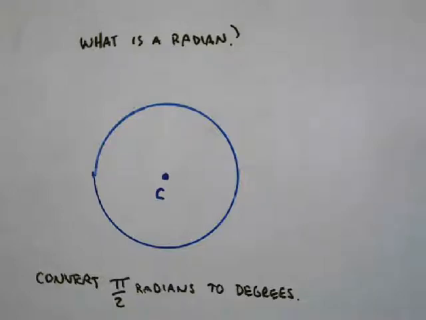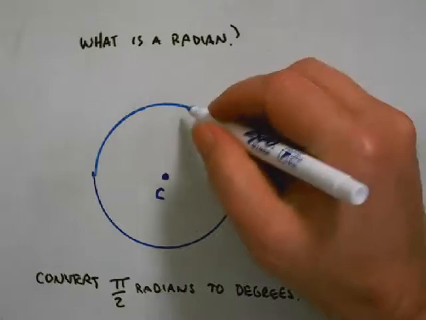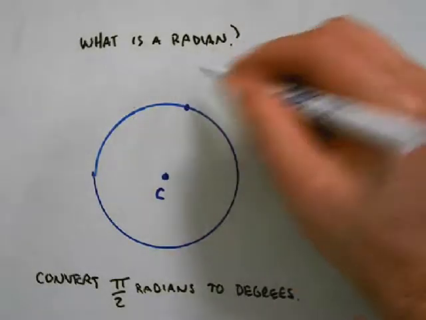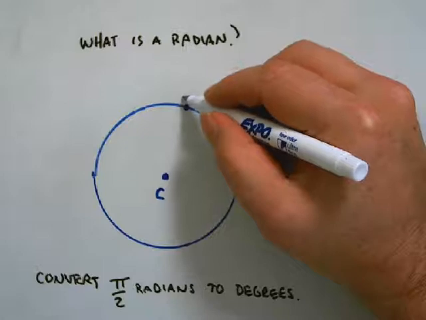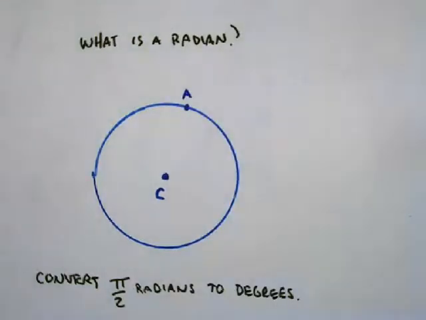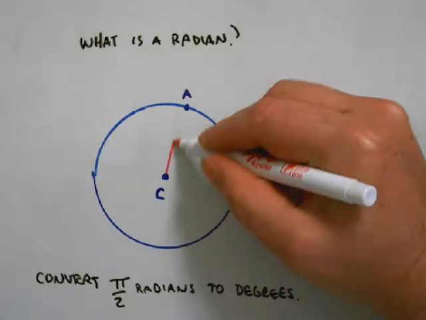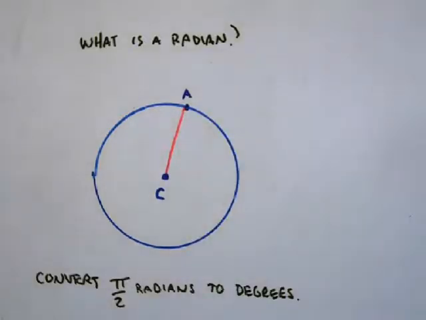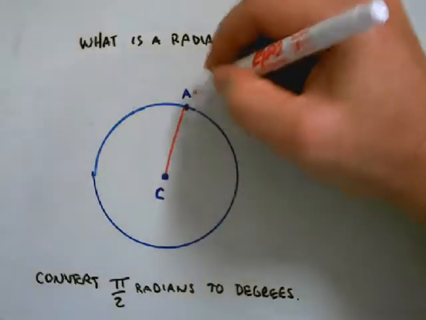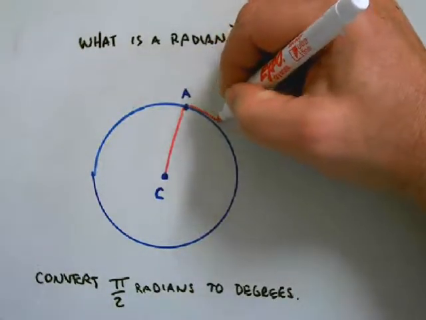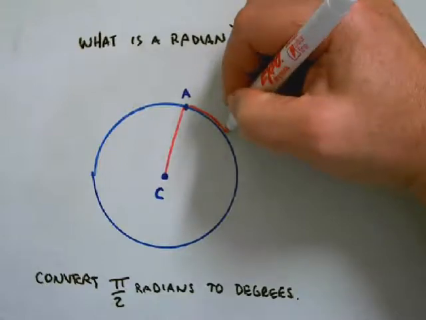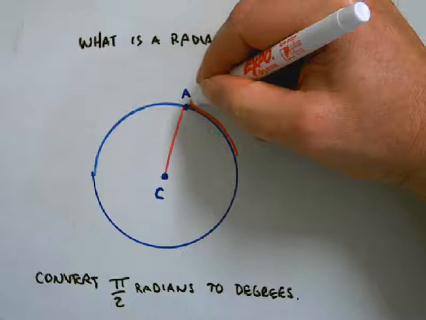Okay, so let's take a look at exactly what a radian is. Now, if you take a circle, any circle, and any size circle, with center C, and put a point A anywhere on the circle, and draw the radius from C to A, whatever that radius is, and I'm just going to roughly guess it, whatever that length is, that same distance covers a certain amount of distance on the circle's circumference.